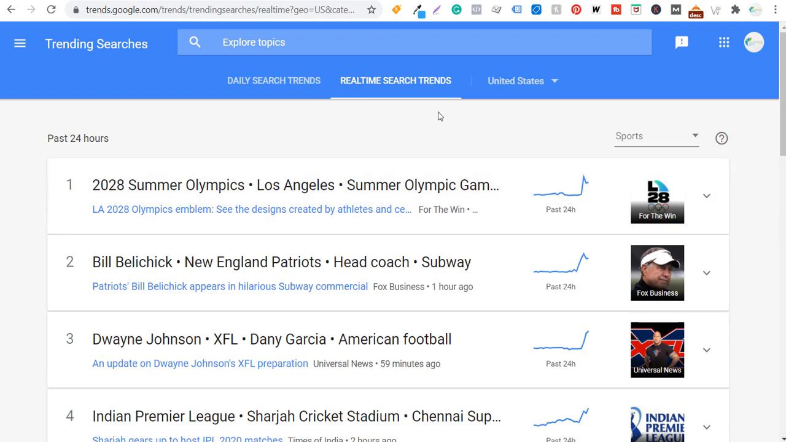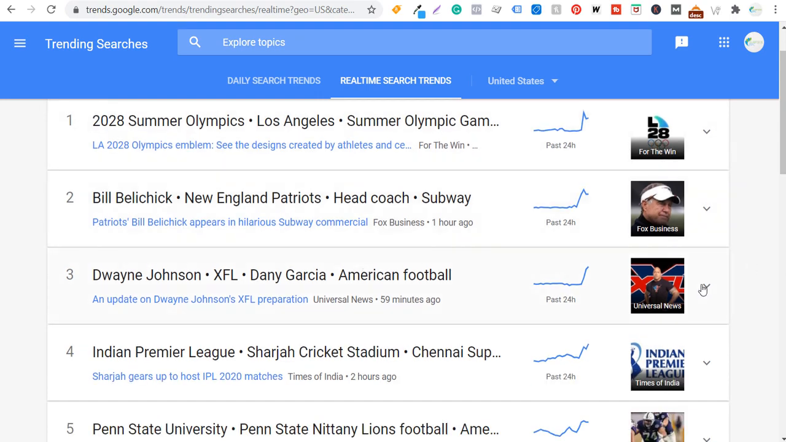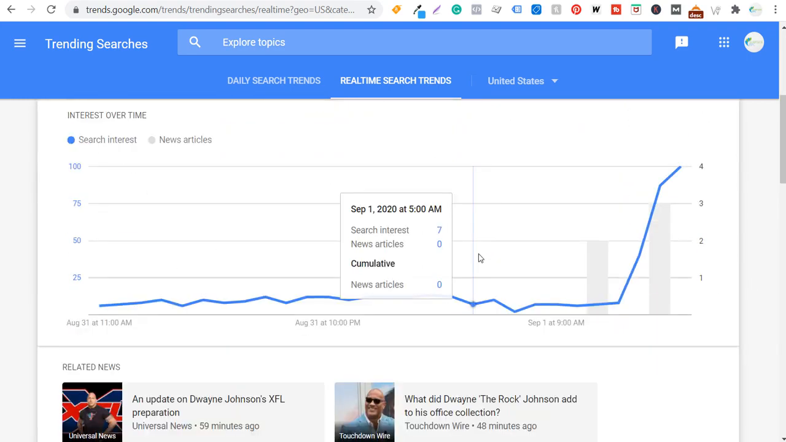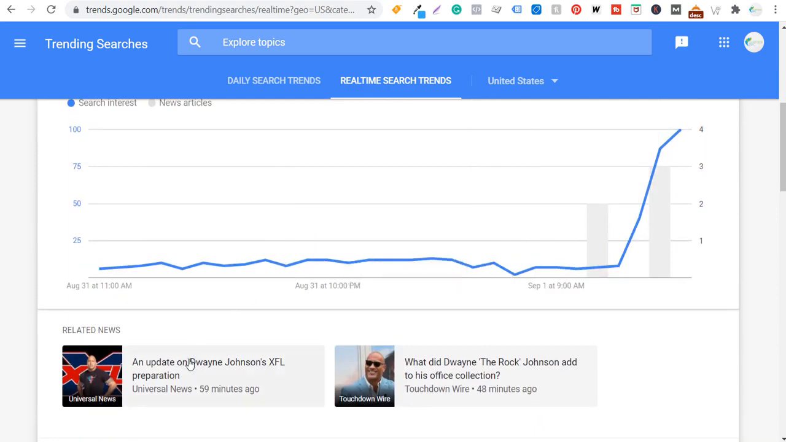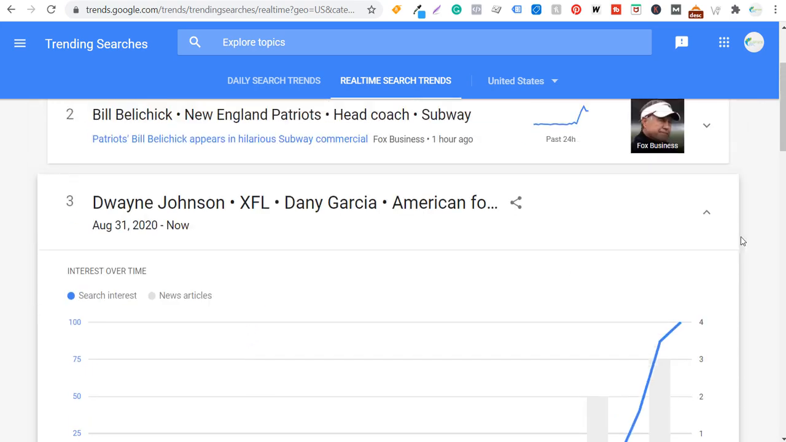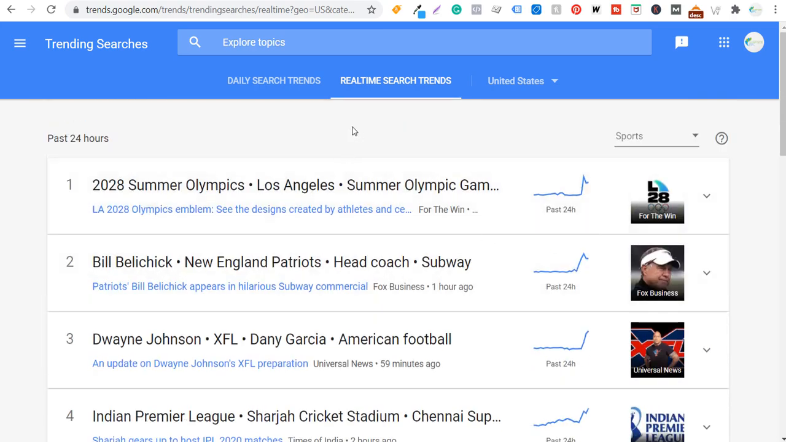And then what you can do if you want to expand and find some more information, if you click on this drop down here, it's going to show you the search interest over time. So you can see this really exploded here, and then some different related news. So you can click on some of these. This was just published 59 minutes ago. This was published 48 minutes ago. So these websites and these companies are able to drive traffic back to their website by writing about trending topics. So this is why you might find yourself here in some of the real-time or daily search trends.